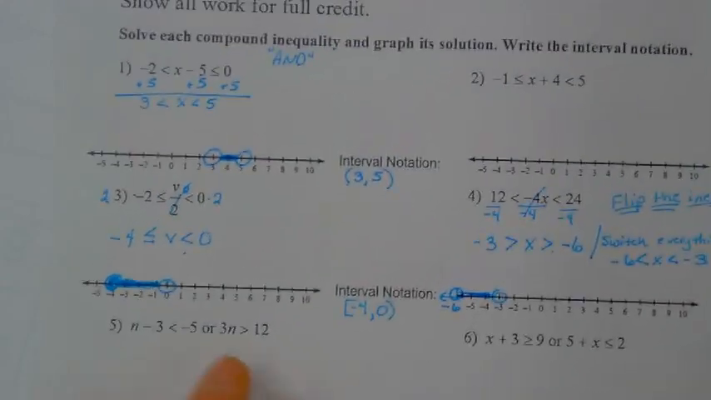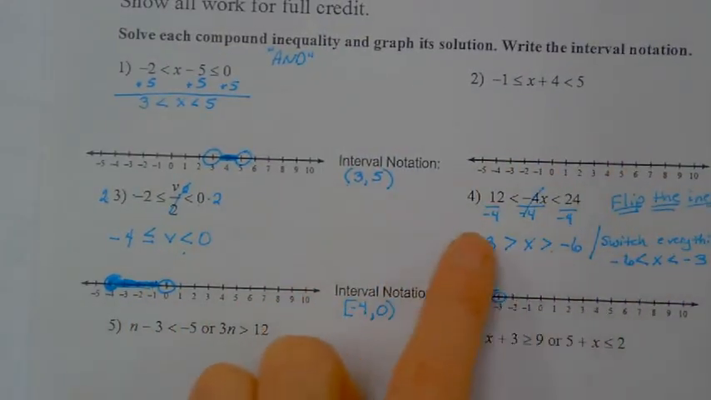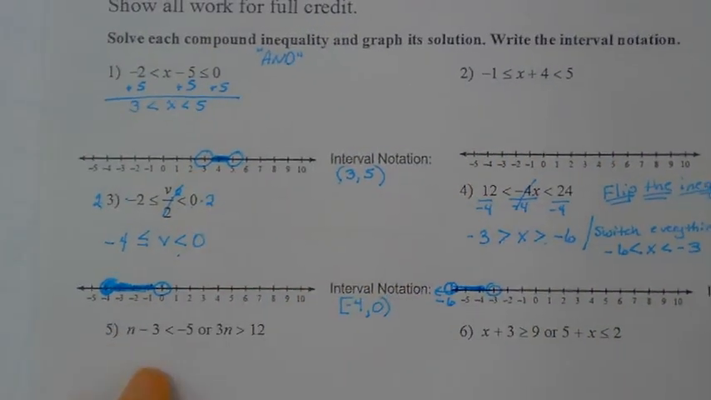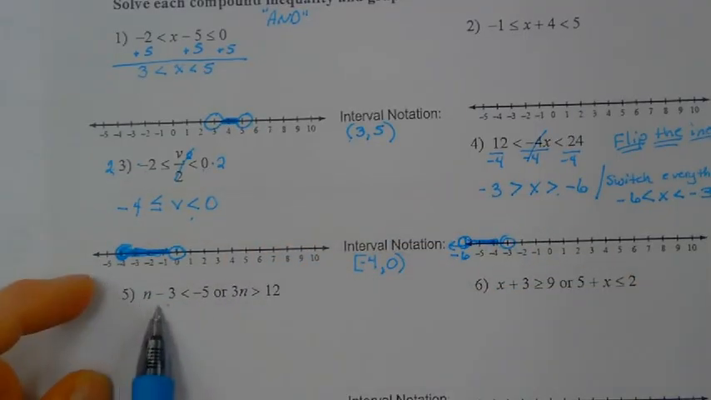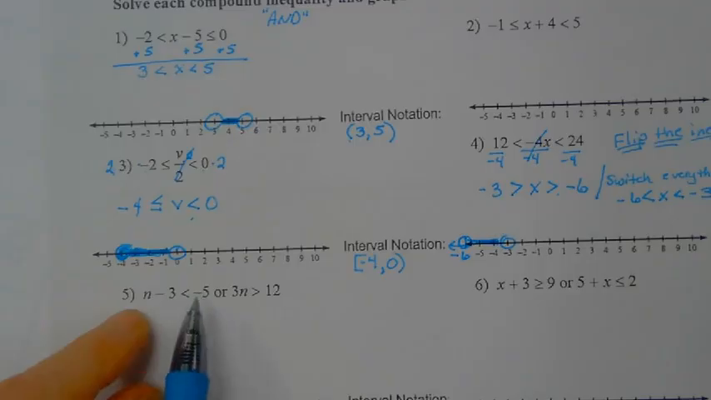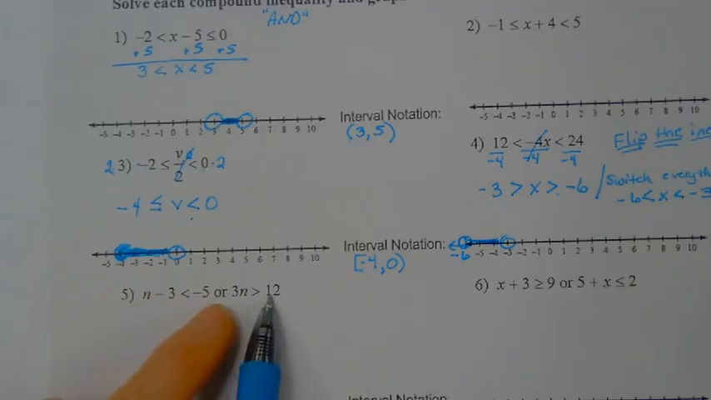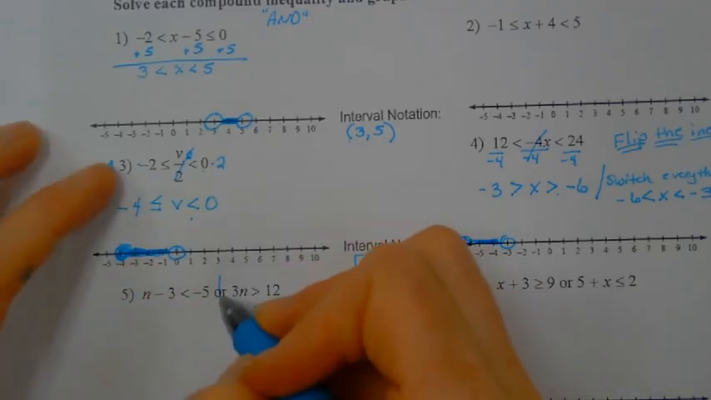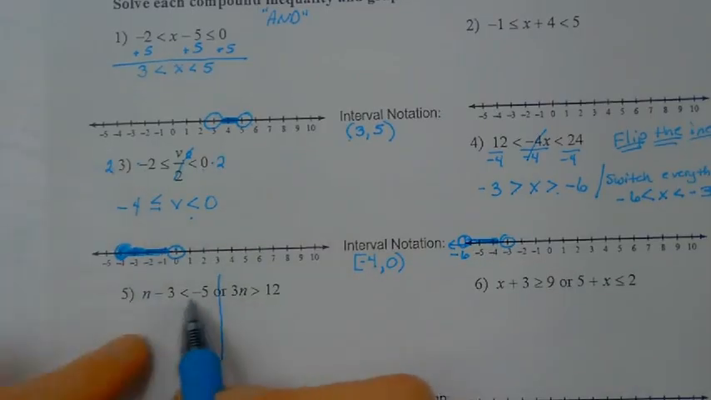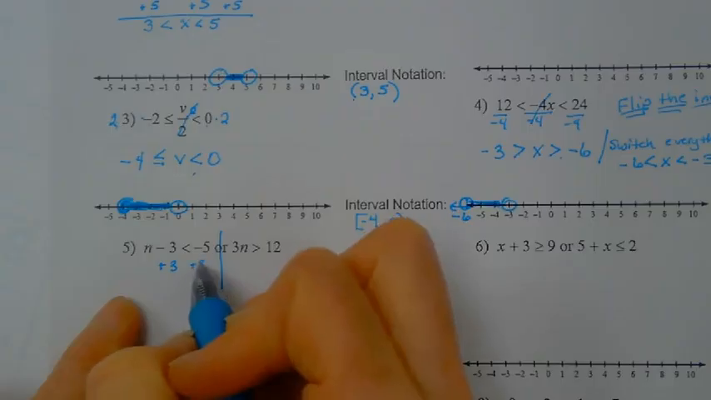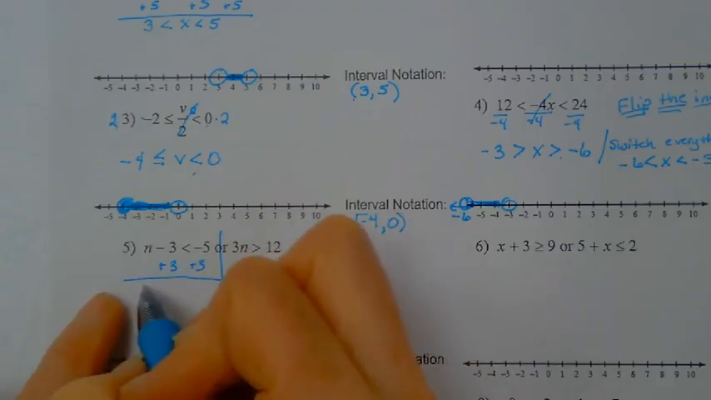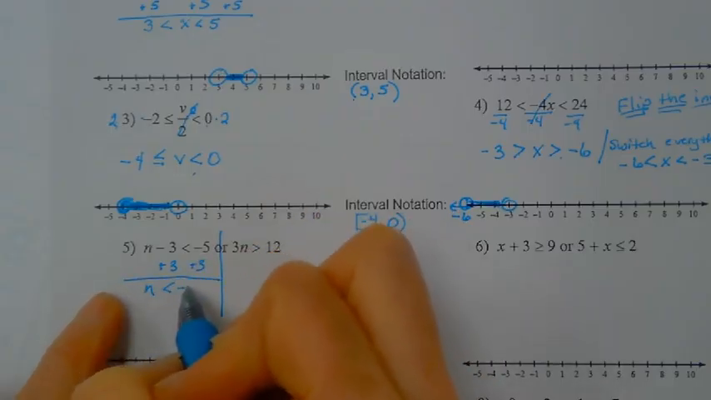Okay, those were some ands. And see how they're structured? Now we have some ors. So we need to solve for n on this inequality, or we're going to find the value that n could be in this inequality. So I like to just draw a line through here, and then I'm going to solve this inequality. So I'm going to add 3 and add 3. And we get n is less than -2.